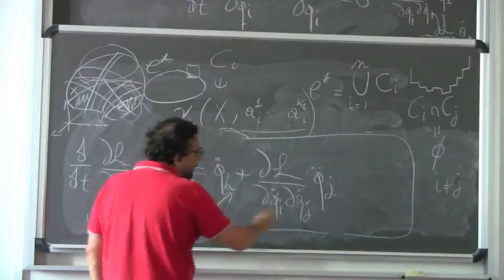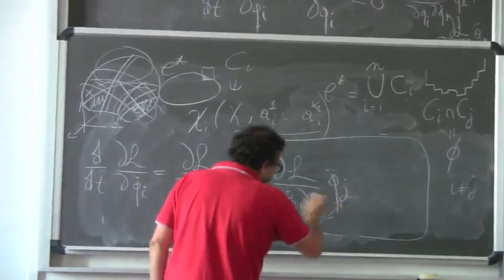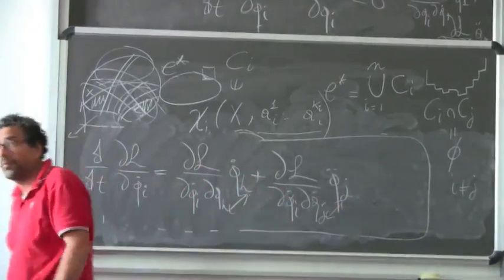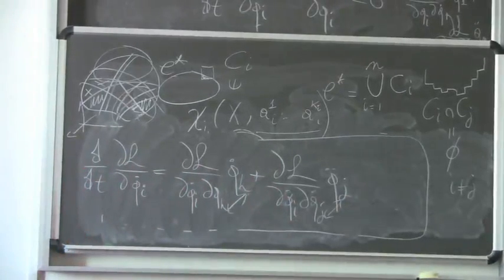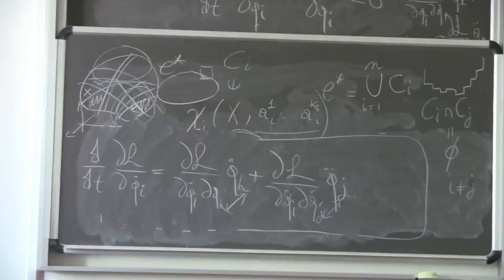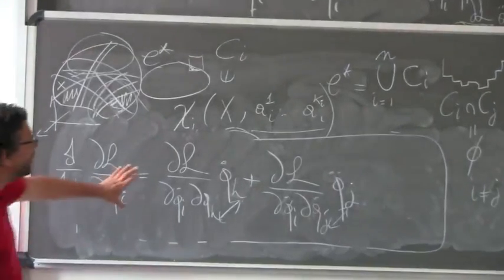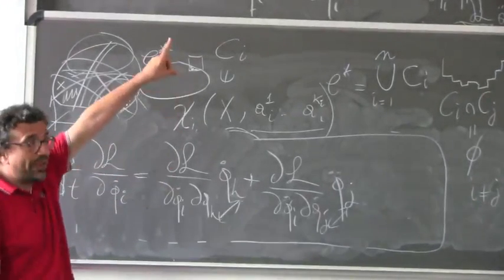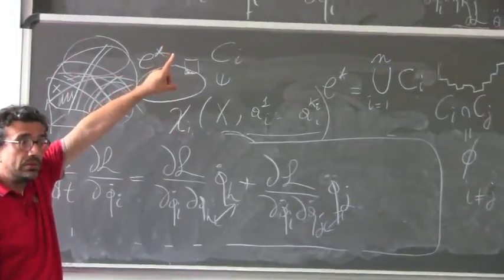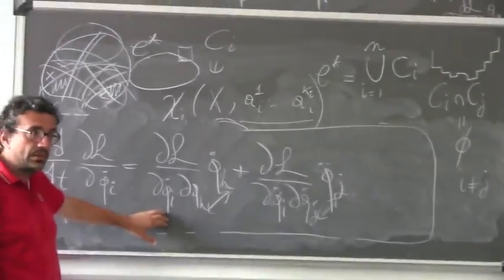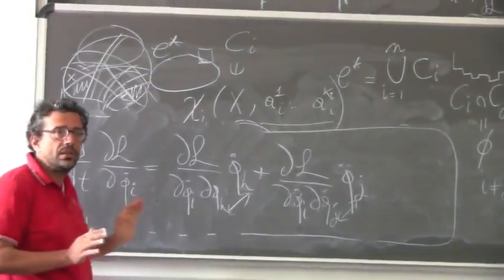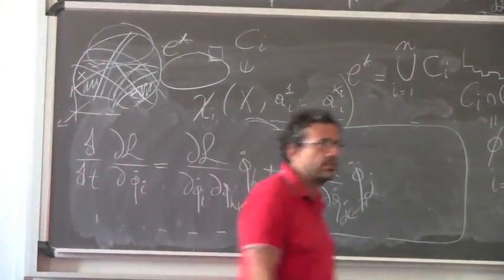Sum over repeated indices. Okay? So this is meaning exactly what I have written before. This is simply a quicker way. There is no difference. Okay?